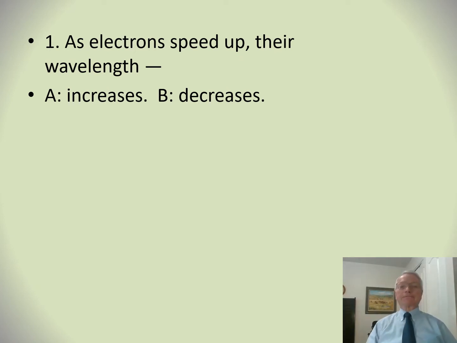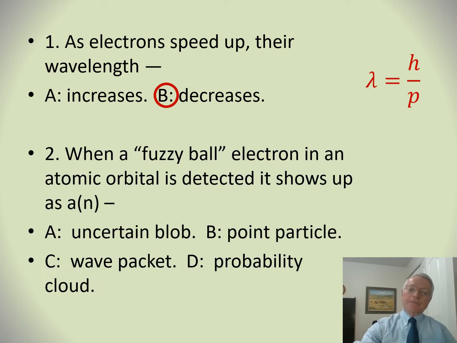Okay, let's do some reviewing about quantum particles. As electrons speed up, their wavelength, what? Their wavelength decreases, and that's because of the de Broglie formula, that the wavelength is equal to Planck's constant divided by the momentum. When a fuzzy electron ball in an atomic orbital is detected, so you've seen these fuzzy pictures in your chemistry books, when you detect one of these fuzzy electrons, how does it show up experimentally? How is the electron detected?